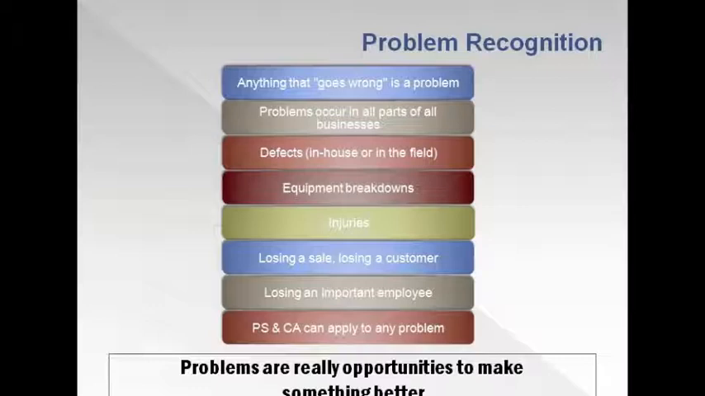Well, let's continue on with problem recognition here for a sec. Anything that goes wrong is a problem. Yeah, that's pretty obvious. If it goes wrong, it's a problem. Problems occur in all parts of the business. That's an absolute. There's no part of the business that doesn't have a problem. And they have problems in different magnitudes and different directions and things like that. But problems are there, and they're there to challenge us. They're there to see how well we can react and group ourselves.